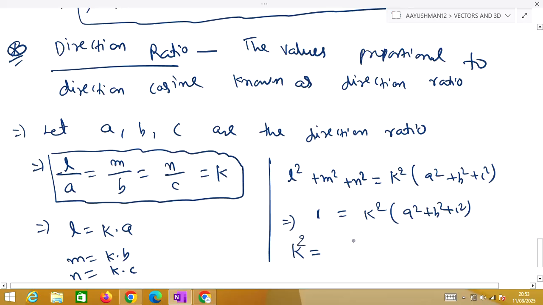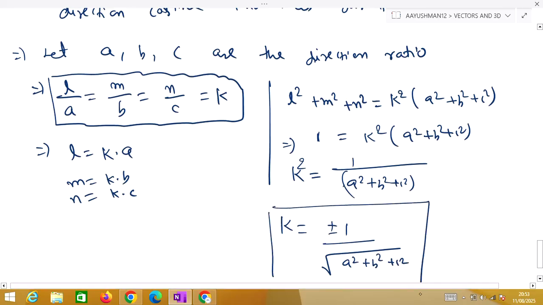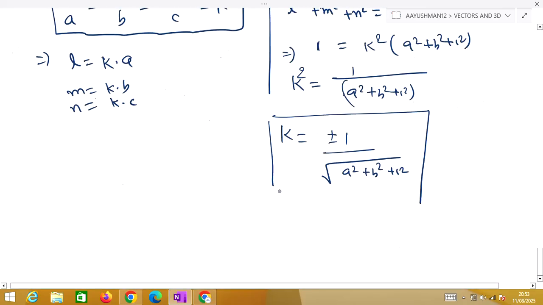So it will be K square into A square plus B square plus C square equal to 1, or the value of K square is 1 upon A square plus B square plus C square, and if we want to find the value, this will be plus minus 1 divided by root under A square plus B square plus C square. So this is the value we have over here, the value of K.